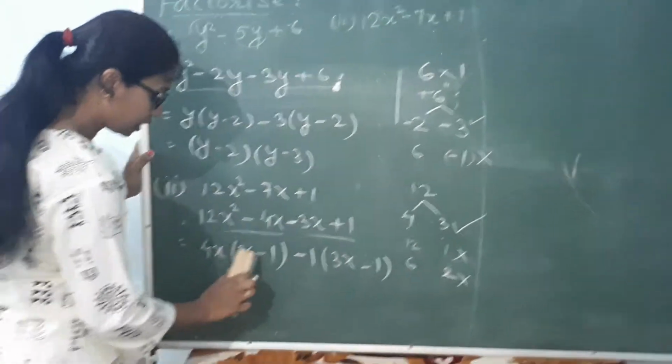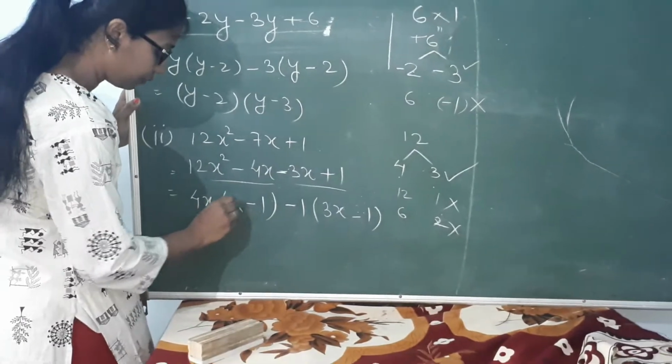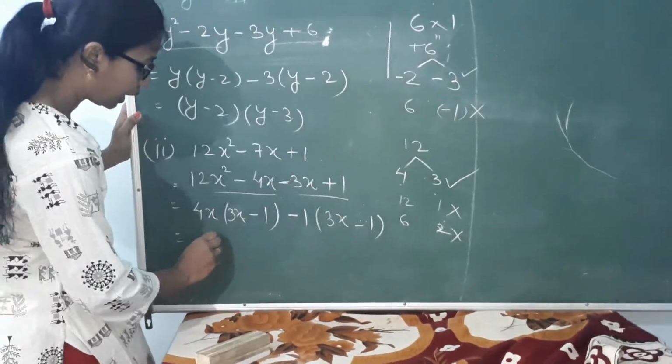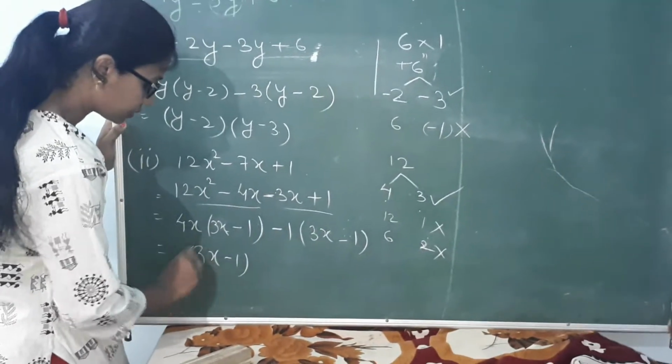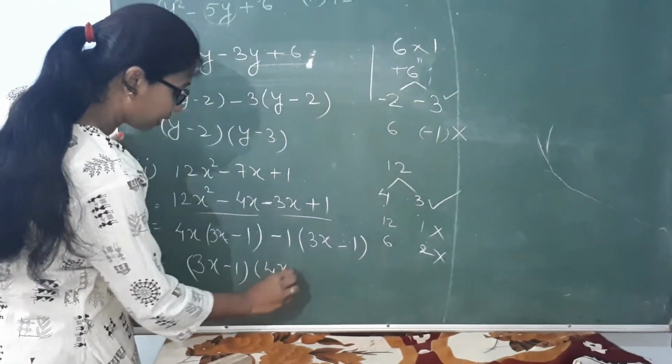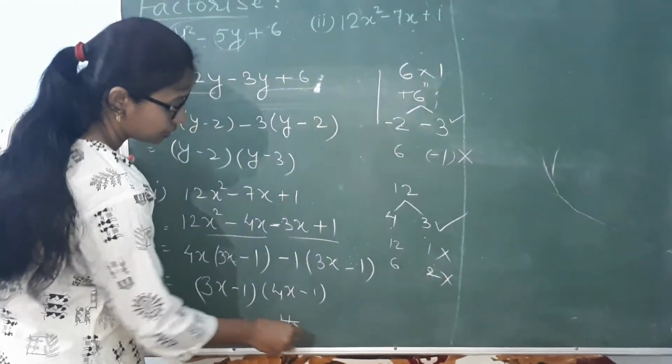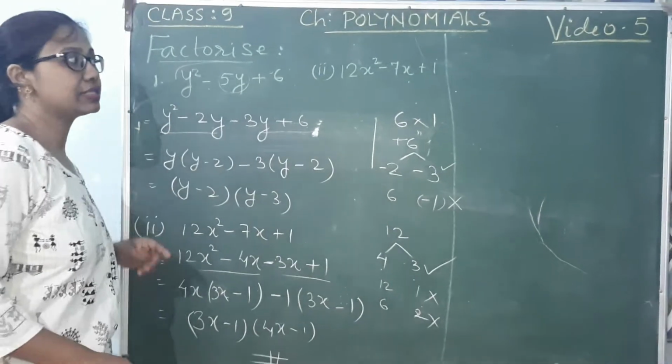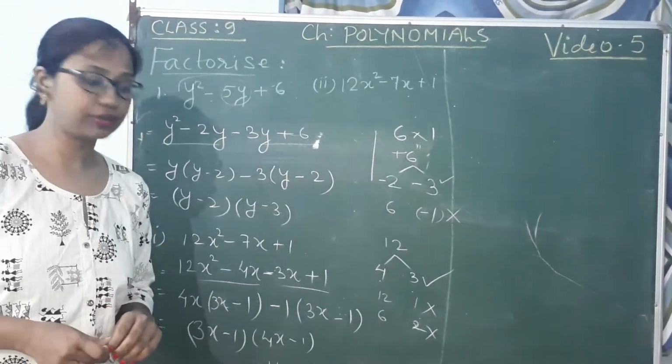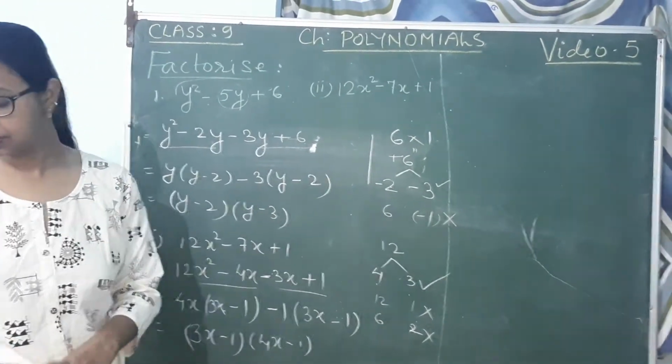So here it will be 4 3s are 12. So here 3x minus 1 is one of the factors of 4x minus 1. So I hope these 2 questions you understood. Let us do more questions.